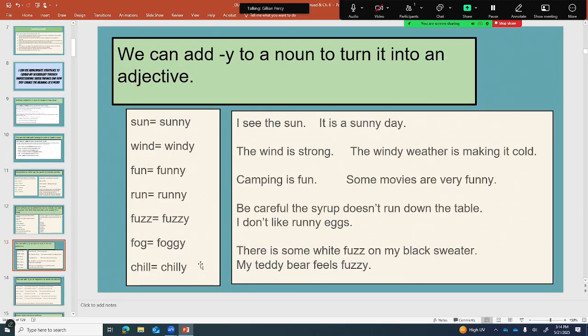And then we can add -y to a noun to turn it into an adjective. Sun can become sunny, wind becomes windy, fun becomes funny, run, runny, fuzz, fuzzy, fog, foggy, chill, and chilly.